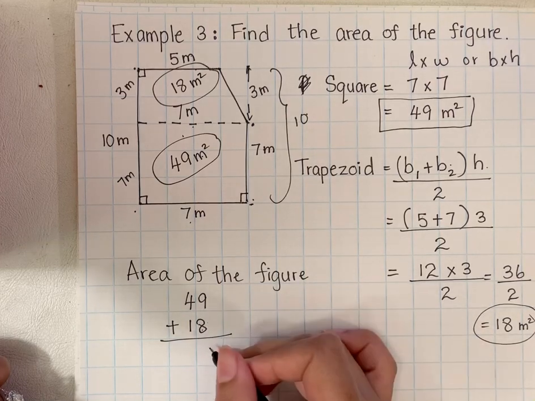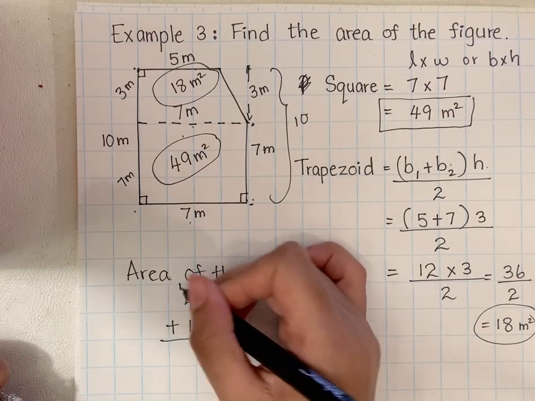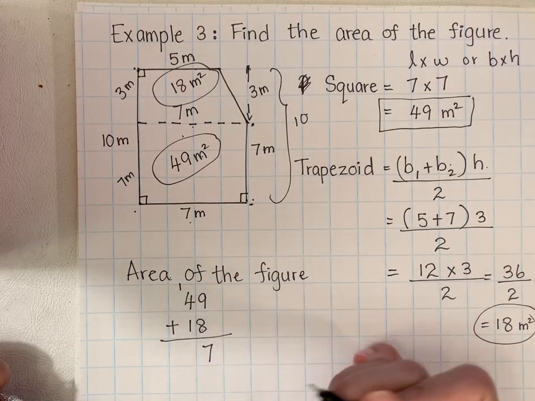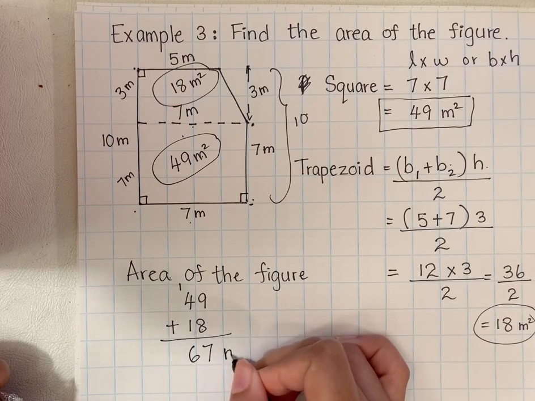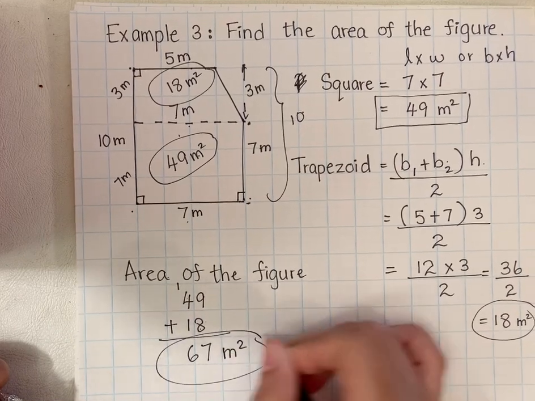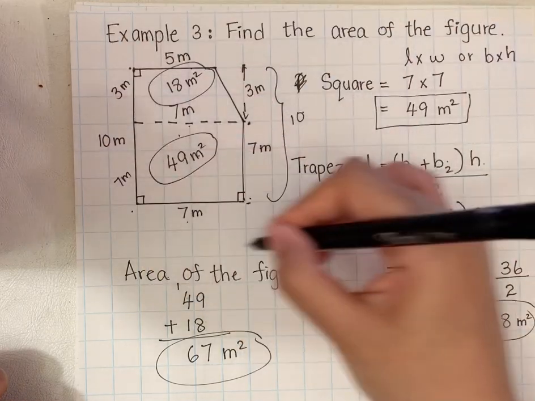9 plus 8 is 17. Carry the 1. 1 plus 4 is 5. 5 plus 1 is 6. So it's 67 square meters. That is the area of the entire figure.